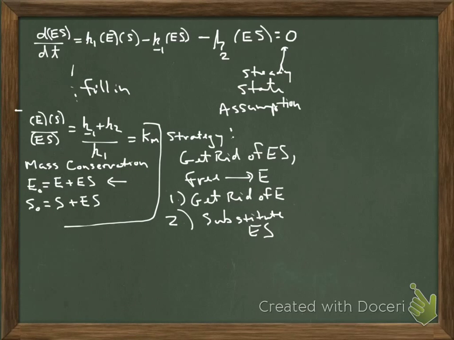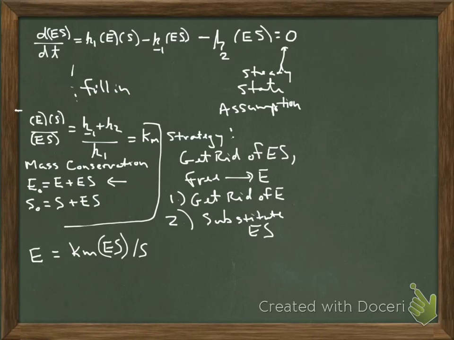So let's solve for E out of this equation there. E is equal to Km times ES over S. And that just comes out of that equation right there.